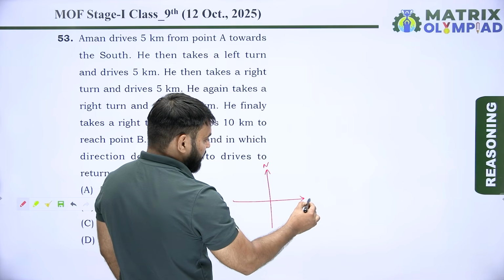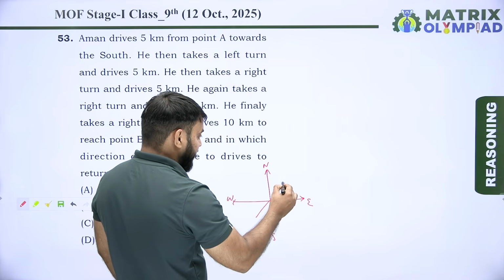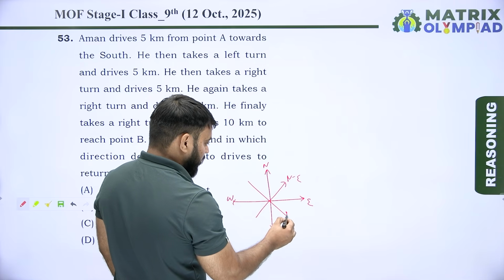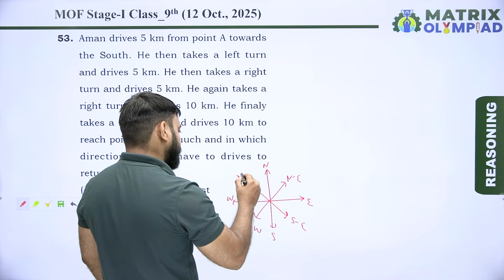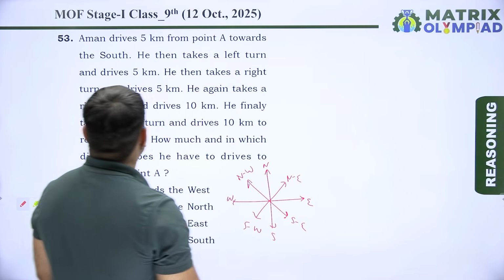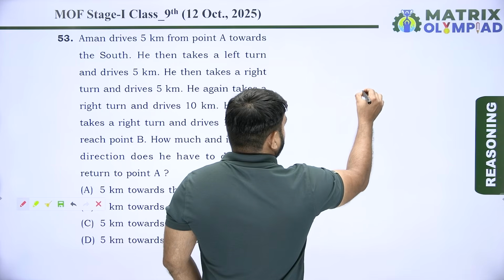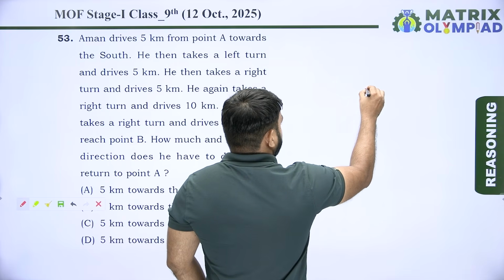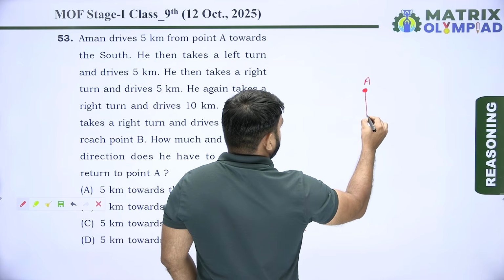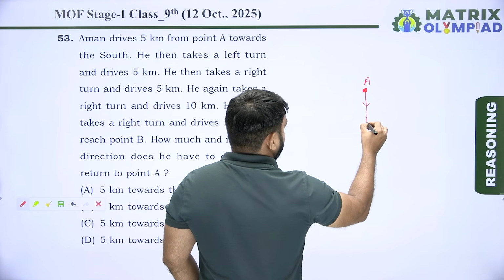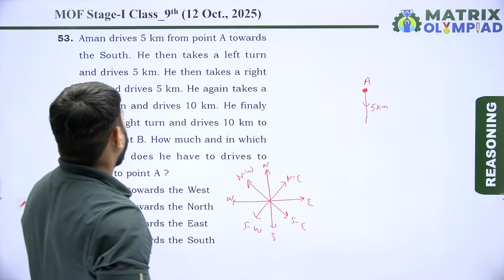This is north, this is east, this is south, and this is west. And there are 4 cardinal directions: this is northeast, this is southeast, this is southwest, and this is northwest. Now according to the question, Aman drives 5 km from point A towards the south. This is point A. Now Aman drives 5 km towards the south direction.